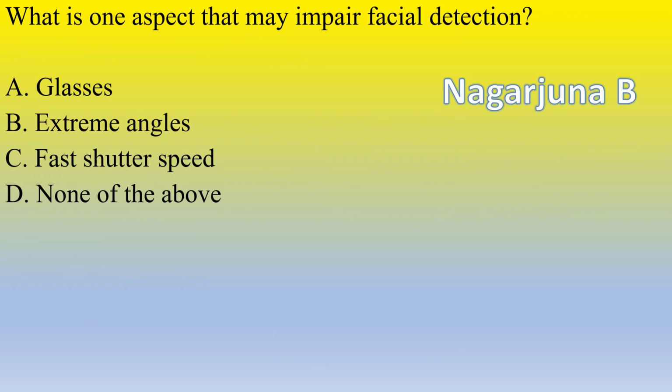What is one aspect that may impair facial detection? A. Glasses. B. Extreme angles. C. Fast shutter speed. D. None of the above. The right answer is extreme angles.